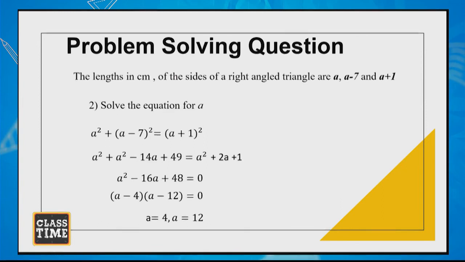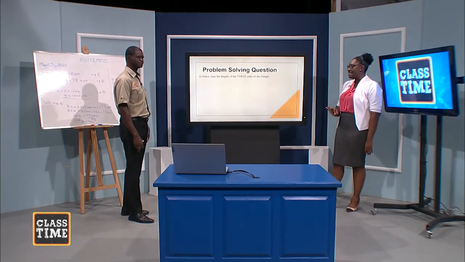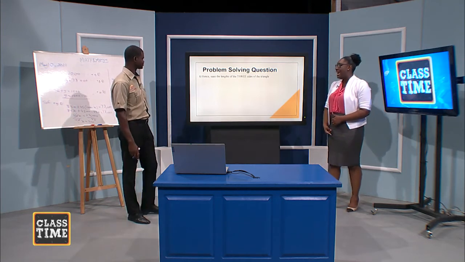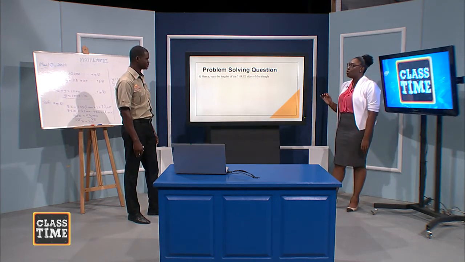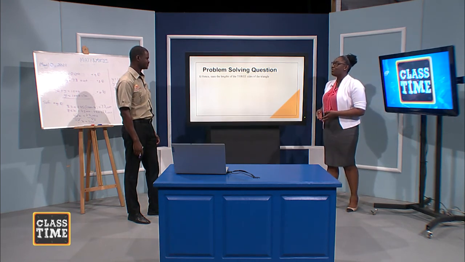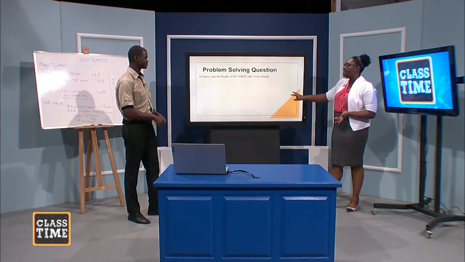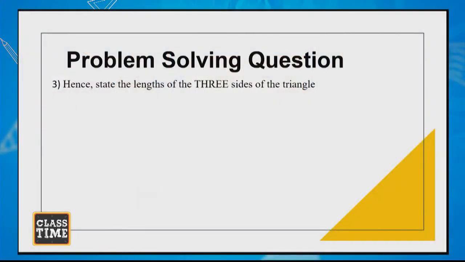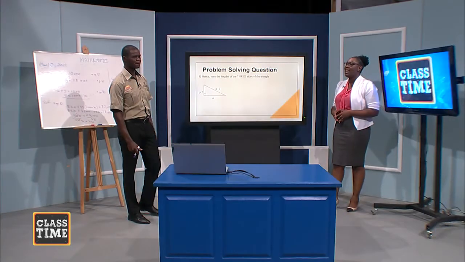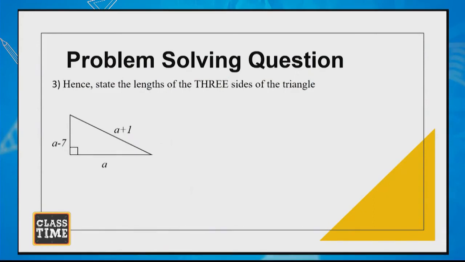All right. So now it says hence. Since we've done this, hence state the length of the 3 sides of our triangle. And all we're simply doing now is substituting the value of a for all 3 sides. So I'm going to ask you guys at home to go ahead and substitute. This last part says hence, state the length of the 3 sides of the triangle. Hence means that I'm going to use something that I had from before. So it's all connected.